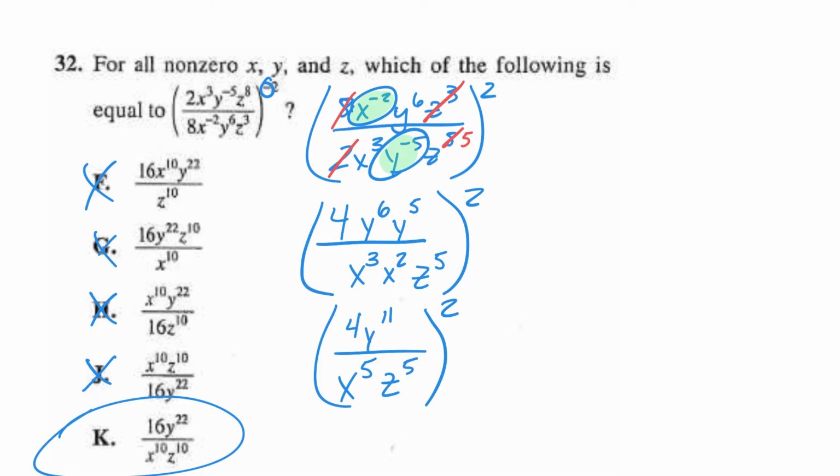This is also one of those you can use as a study guide for later in the test, because when we have powers to a power, we multiply their exponents. But 4 squared is 16, y to the 11th power squared is 22, and then the x and the z would both be 10, excuse me, I'm sorry. 5 times 2 is 10.